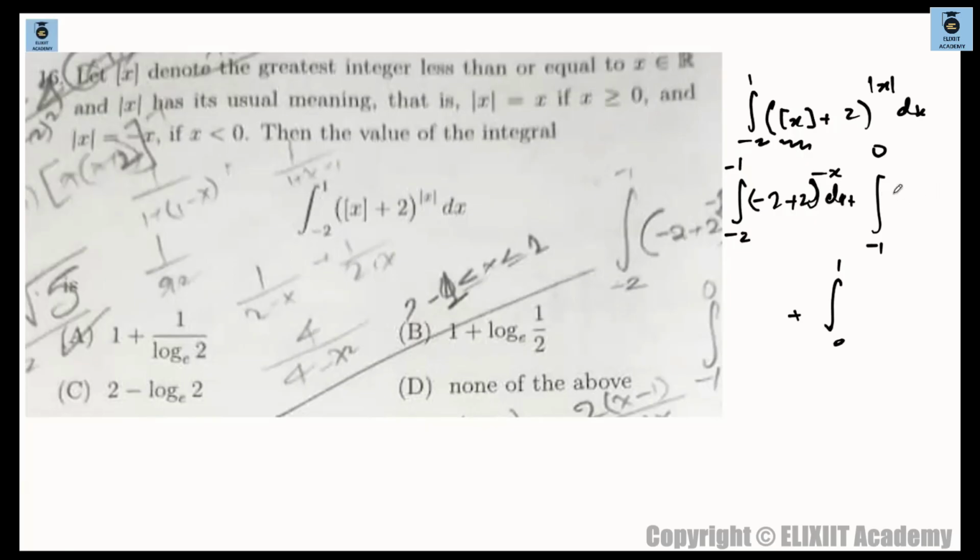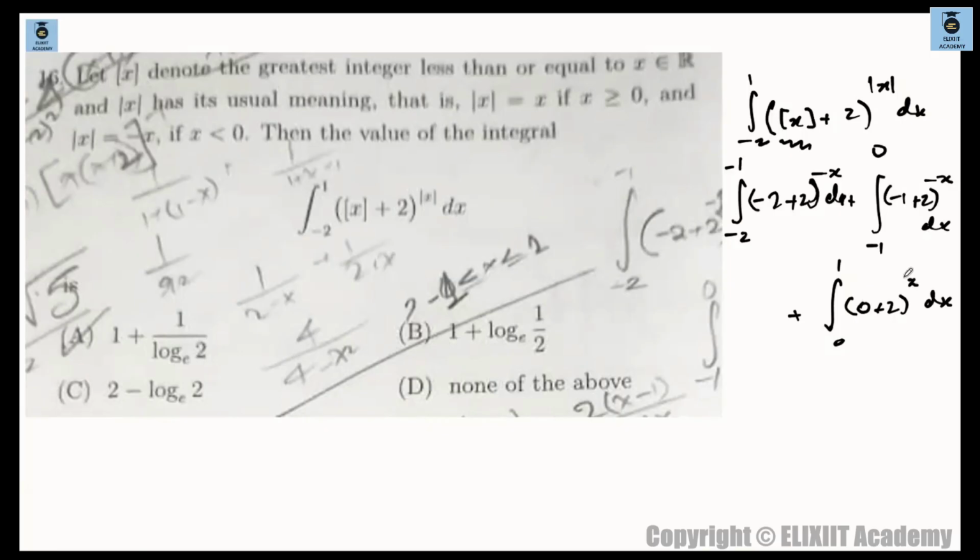Similarly, next we have -1 to 0. In this region, [x] is -1, so (-1 + 2) raised to the power of, once again, the region is still negative, so |x| is -x, dx. And lastly, 0 to 1: in 0 to 1, [x] is 0, so (0 + 2) raised to the power of |x|. Here the region is positive, so this will be positive x.